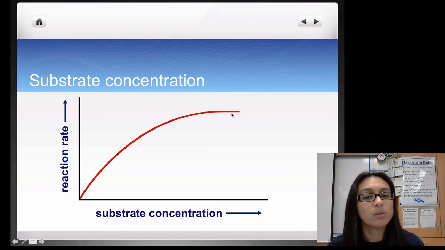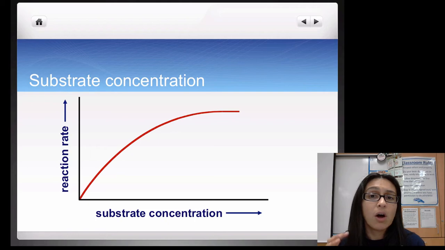But once again, we see a point where it starts to level off. Here, as you've added more substrate, you haven't added more enzymes. So the number of enzymes has stayed the same. Eventually, you get to a point where all the enzymes are being used. At that point, we say that the enzymes are saturated.